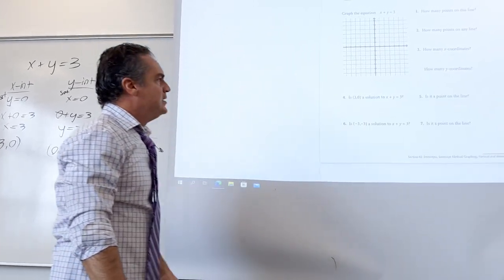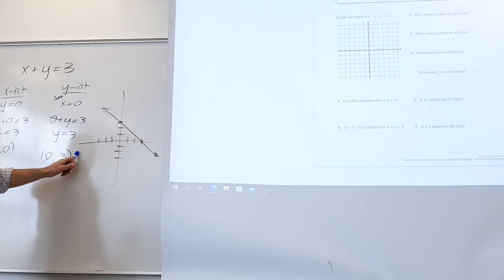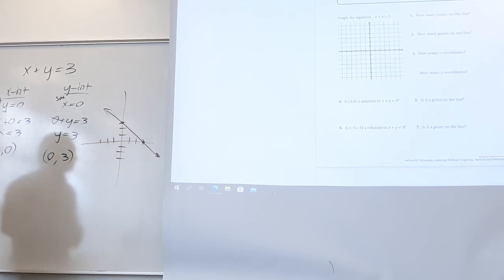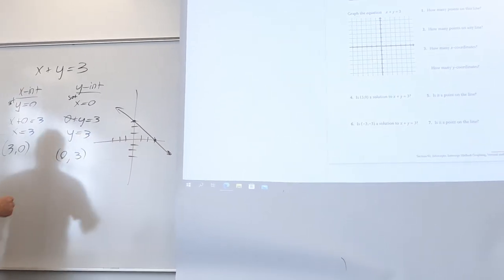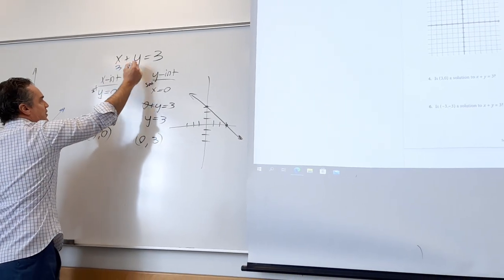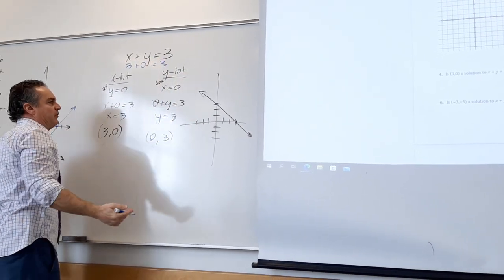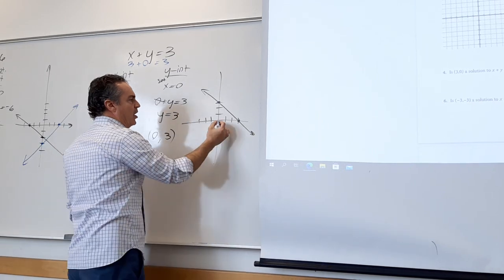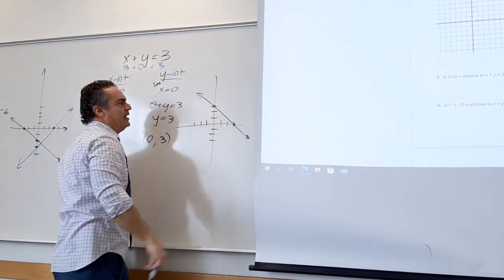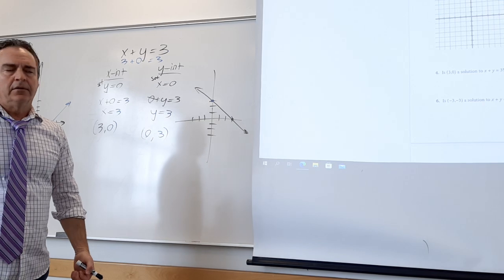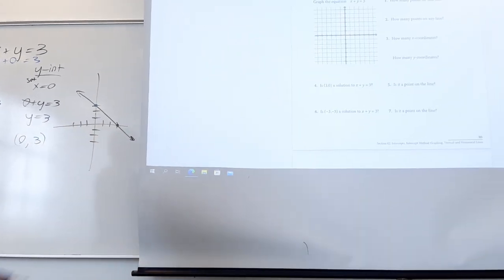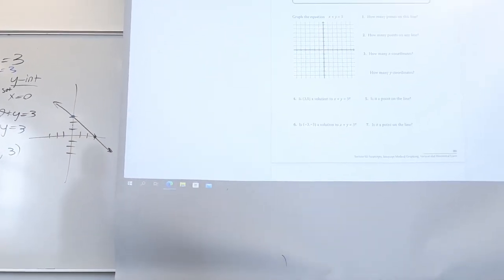Is (3, 0) a solution to this equation? Yes. Look up here. If I plug in 3 plus 0, it equals 3. Agreed? So yes, it is a solution, but we can also go 1, 2, 3 and check that it is a point on the line. So the answer is yes. And is it a point on the line? It asks you that. Yes, it is.